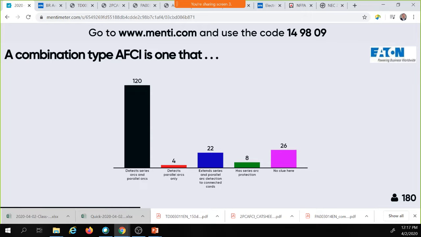I mean, it does have series and parallel arc detection to the connected cords. But technically, it only extends the series arc protection to the connected cord. That is the right answer.